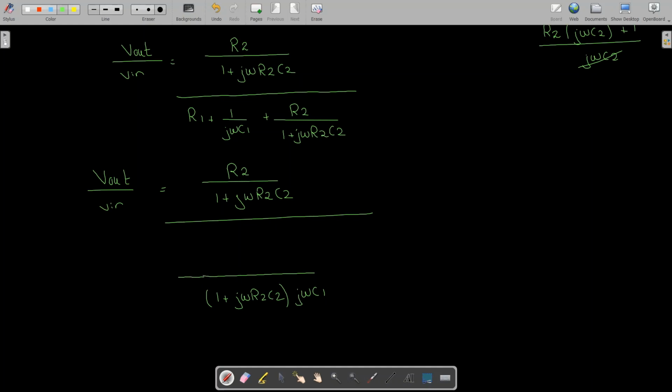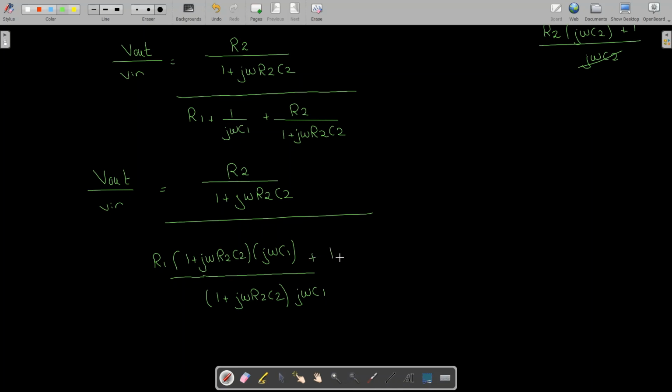Now what will be these terms? R1 has 1 in the denominator, so R1 will be multiplied by this whole LCM. So we are going to have R1 into 1 plus j omega R2 C2 into j omega C1. So we have done the R1 part. Then we have 1 divided by j omega C1. So we have to multiply this with this thing.